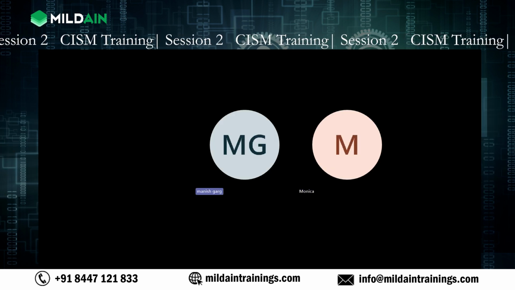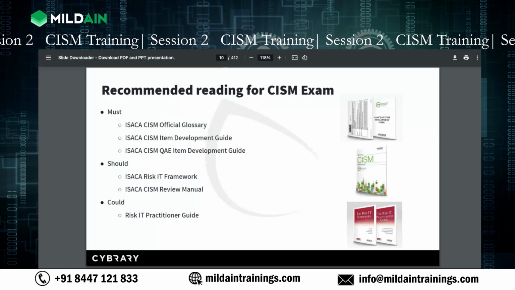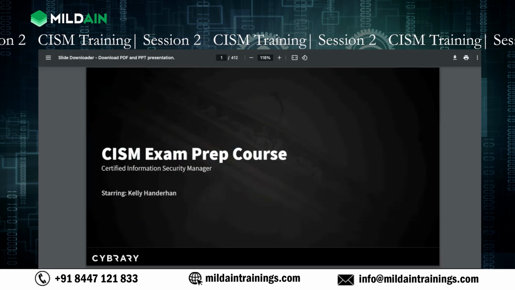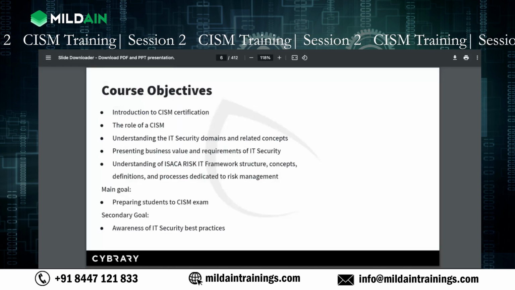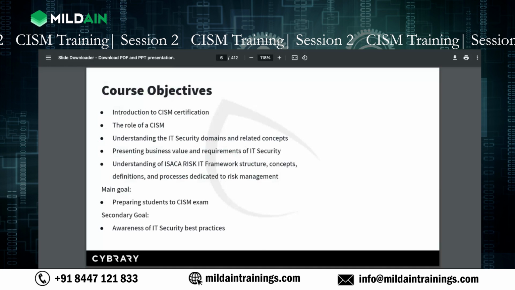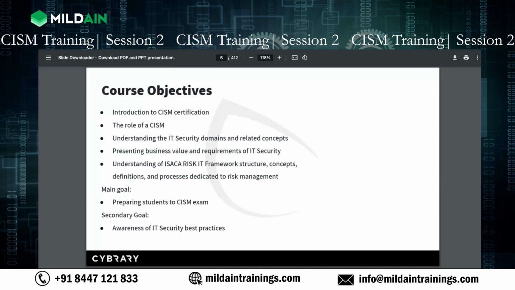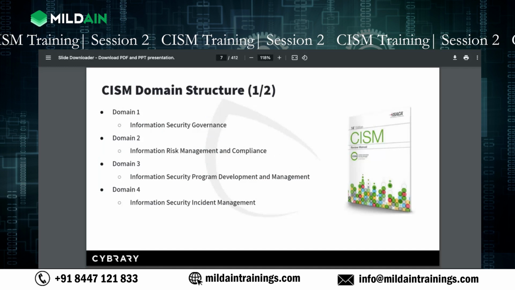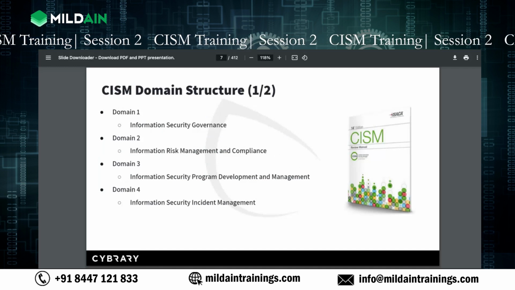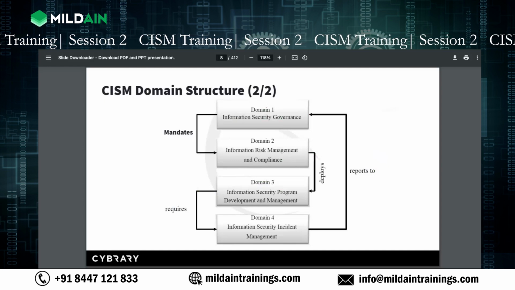So let us just do a quick recap of what we did yesterday. We were on slide 26 or 27. We started with an overview of the CISM certification, and we covered what all would be covered. What was the objective of the certification, and after completion of CISM, the CISM domain structure, that is 4 domains, and how the flow of information is structured in this course.